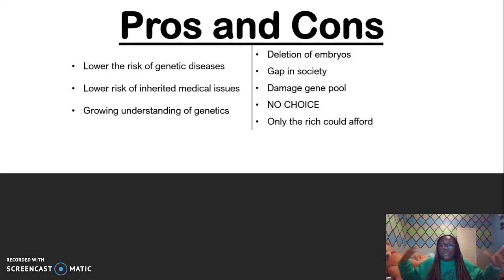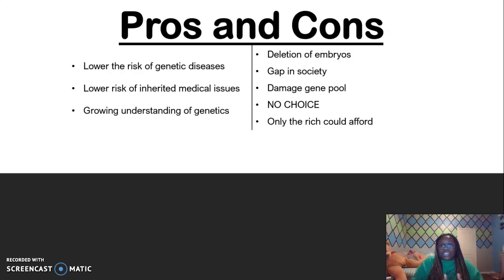So some of those pros and cons: for the pros, lower risk of genetic diseases, lower risk of inherited medical issues, and a growing understanding of genetics. I think it is a great idea to have gene editing to take away those genetic diseases, to make future generations a lot healthier than what they were before.